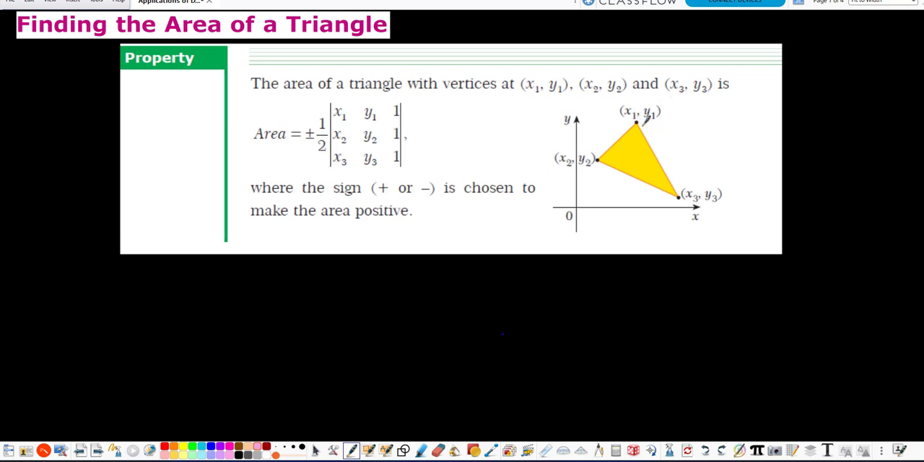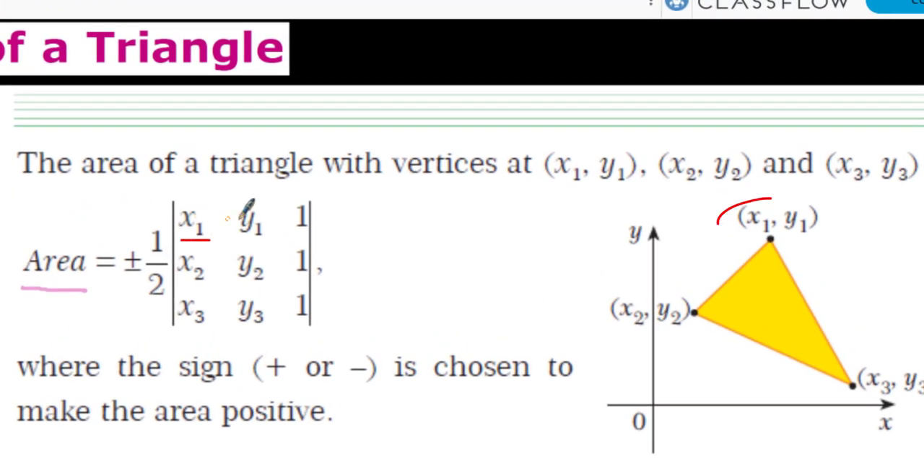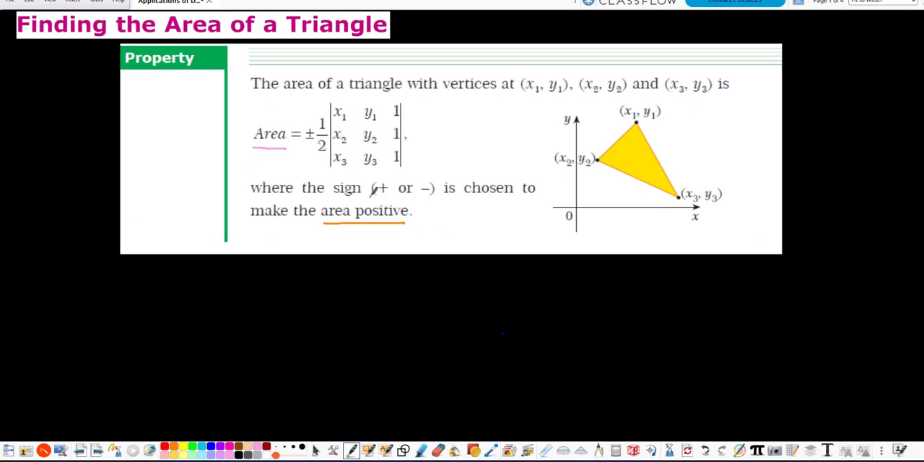To find the area of the triangle we are going to use this formula, which is equal to plus minus 1 over 2 times the determinant x1 y1 1, x2 y2 1, x3 y3 1. We use the plus minus sign because the area has to be positive. If the result of the determinant comes out negative, then you use minus 1 over 2.